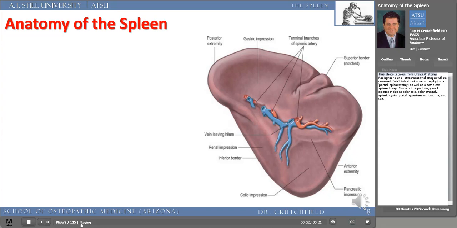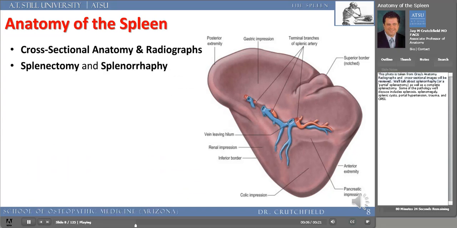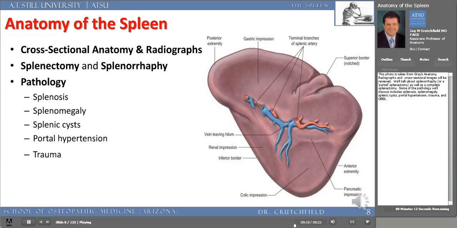Radiographs and cross-sectional images will be reviewed. We'll talk about splenography, or a partial splenectomy, as well as a complete splenectomy. And some of the pathology will include splenosis, splenomegaly, splenic cyst, portal hypertension, trauma, and overwhelming post-splenectomy infection.